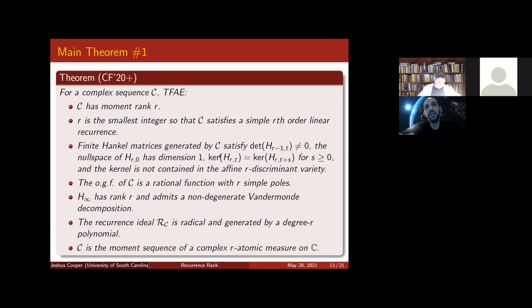And finally, you might wonder why I was calling it a moment sequence. Well, it's because this is the same thing as being the moment sequence of a complex R-atomic measure on the complex numbers. So if you have a complex-valued measure, not the ordinary Borel measure, and it's R-atomic, that is, made of just R atoms, so the entire measure is supported on R points, then C being the sequence of moments of that distribution is equivalent to the rest of these properties.